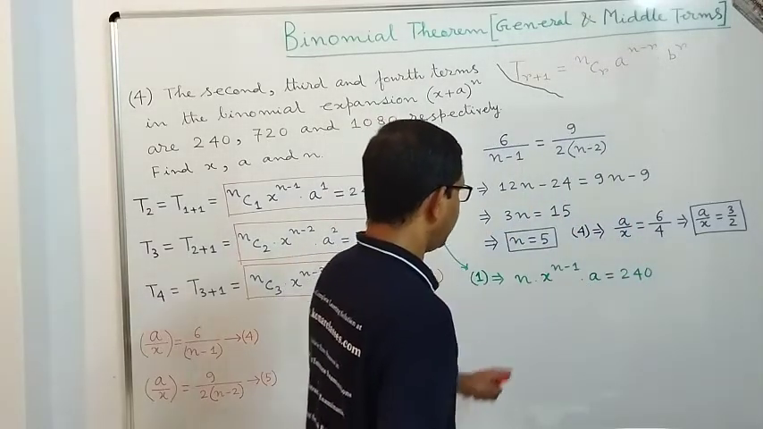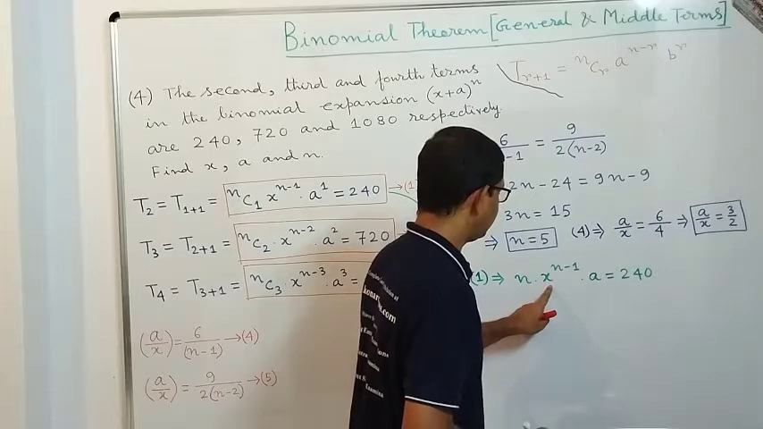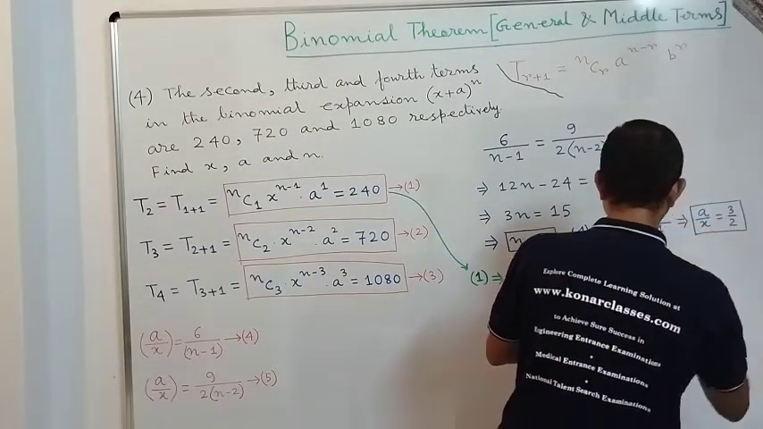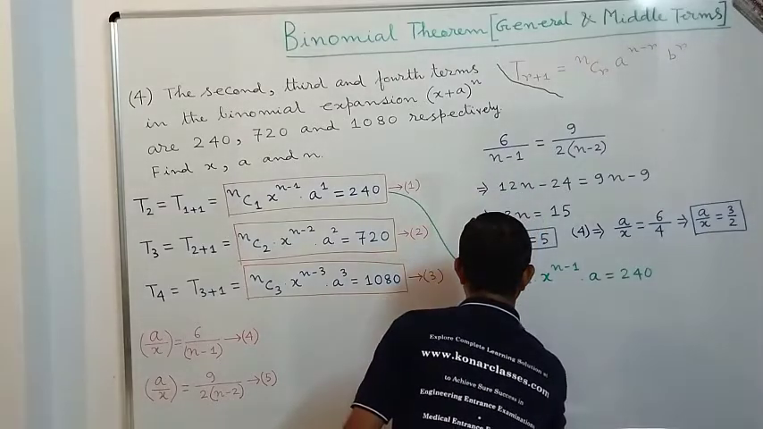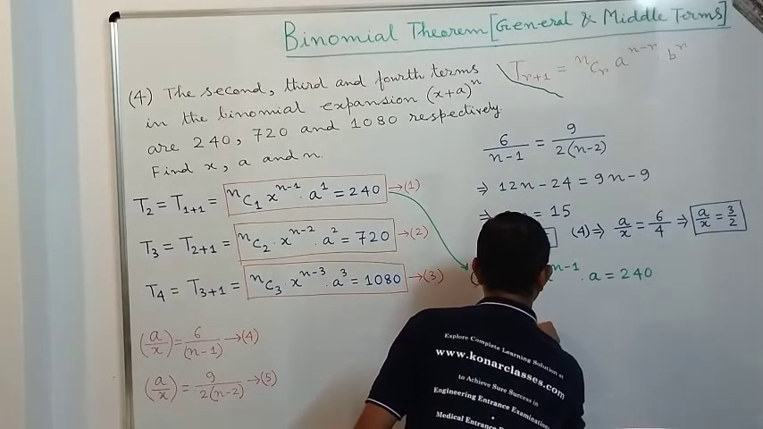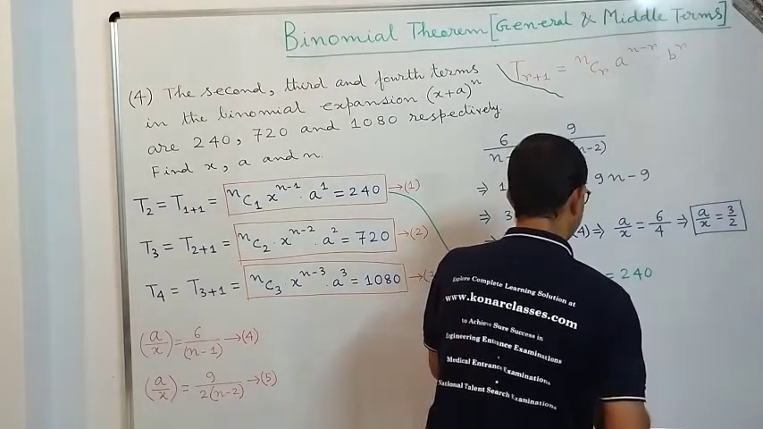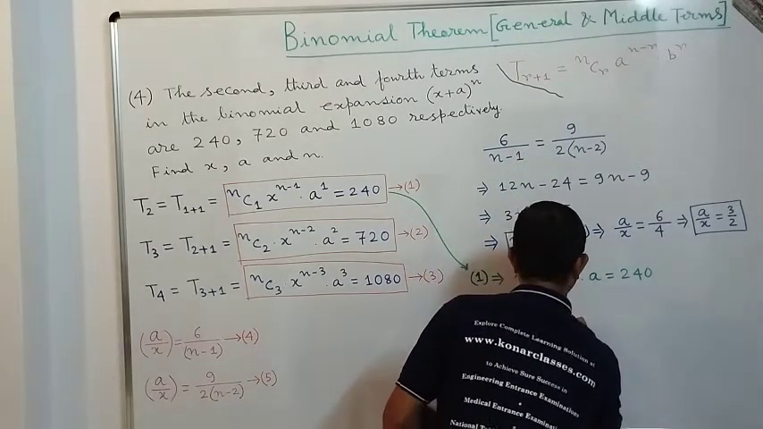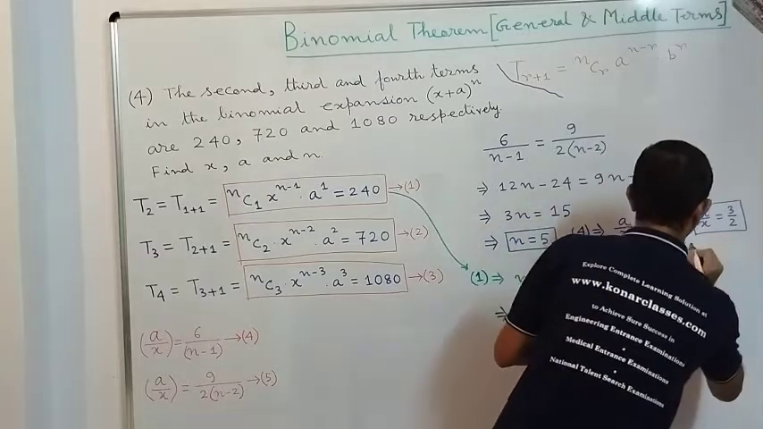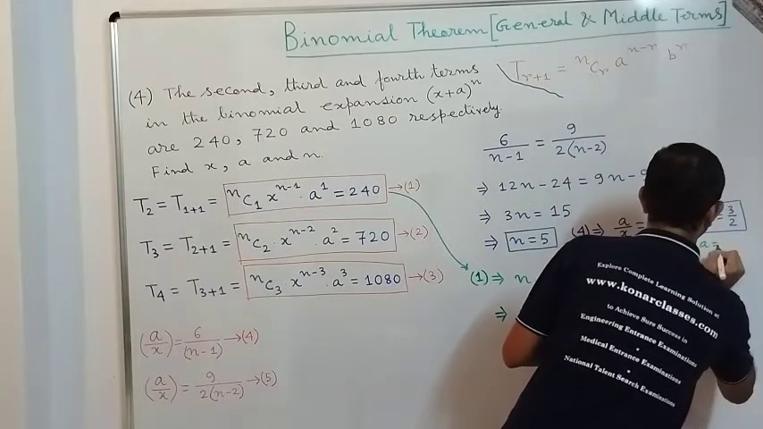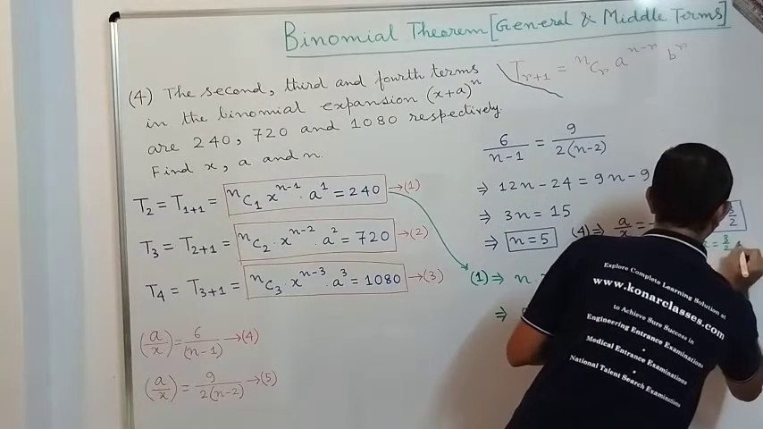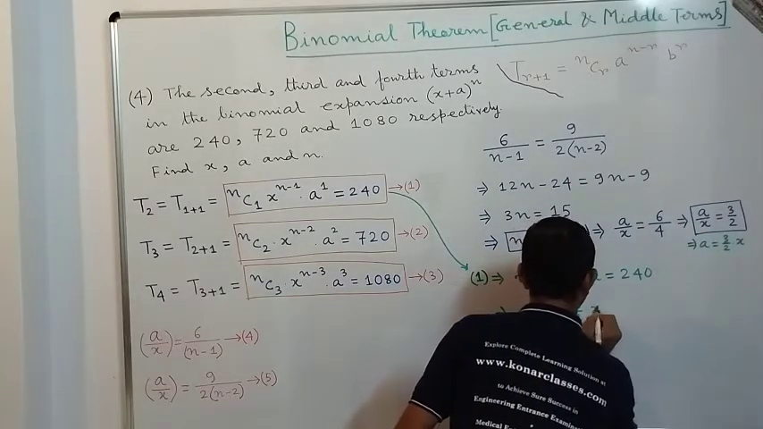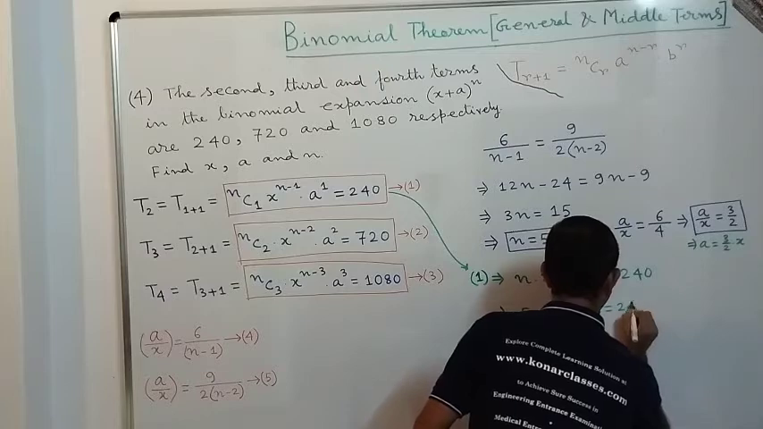Now we can write x to the power n minus 1. The value of a is equal to 3 by 2 into x. Let me write it here. The value of n is equal to 5, and x to the power 5 minus 1 is 4, into a. What is a? From here we can write the value of a is equal to 3 by 2 into x. So 3 by 2 into x, into x to the power 4, is equal to 240.